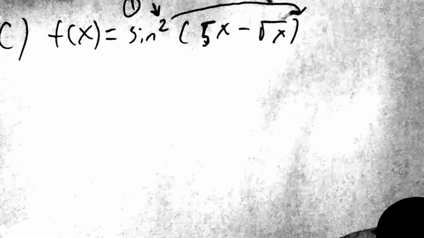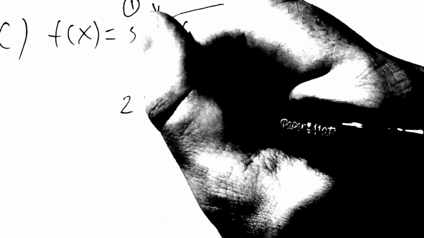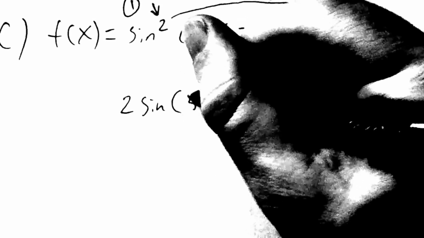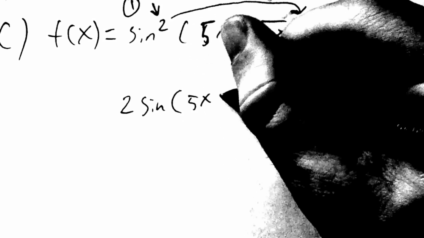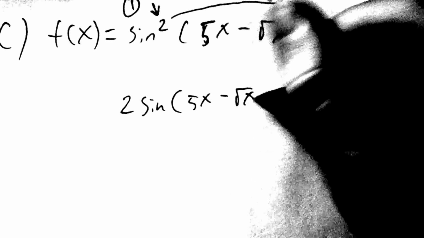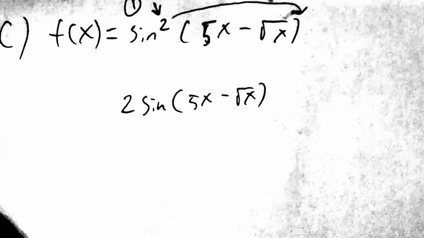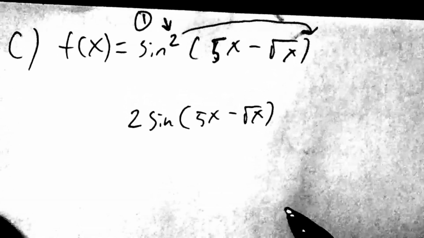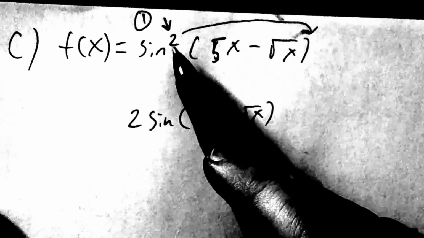So our first step is to deal with that 2. This is the power rule. We're going to bring the 2 out front. We have 2 sine of 5x minus root x. We're done with number 1, checked off. That 2 is no longer part of it. We've peeled that layer off, if that makes sense.